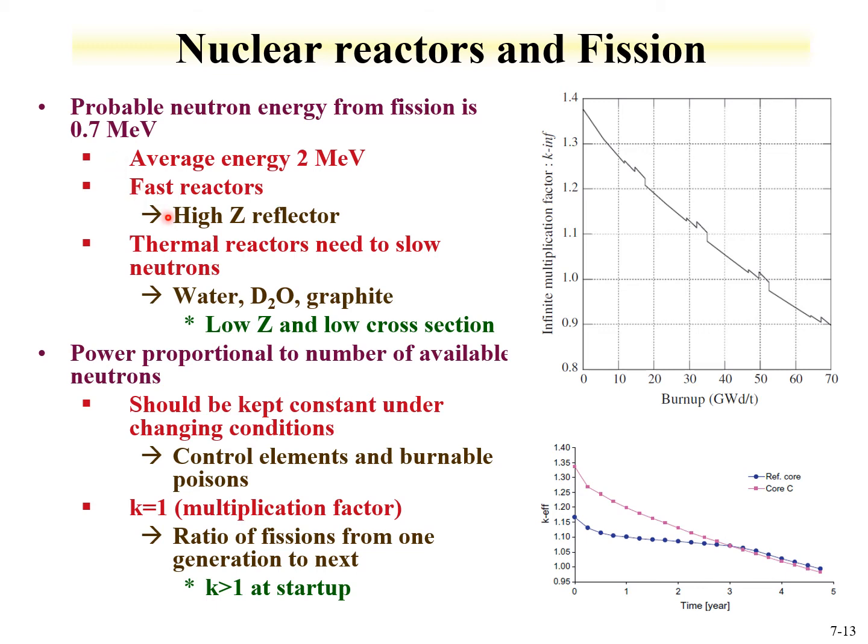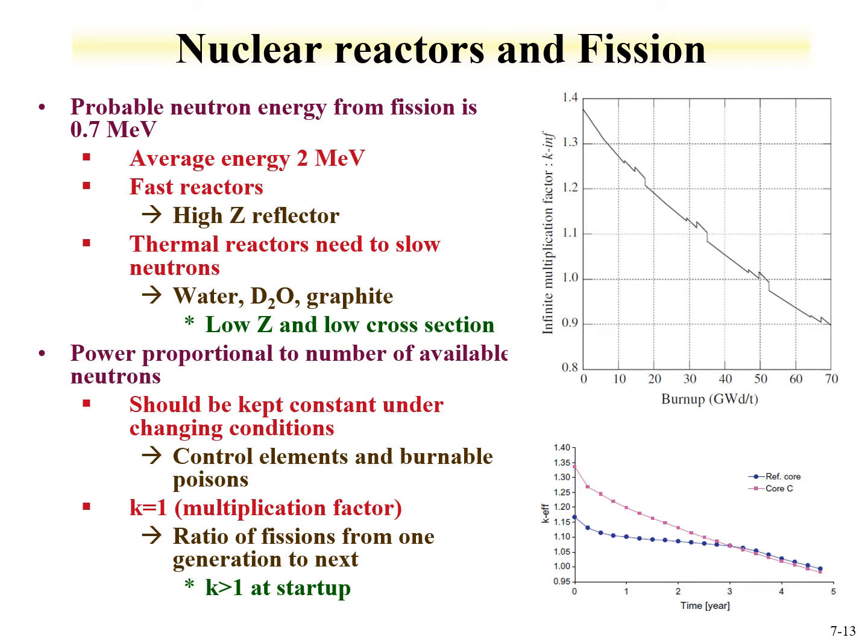That would mean high Z reflector and coolant, which is not high Z. So they often use sodium as a coolant, or even lead and bismuth. Thermal reactors need to slow down the neutrons, so they'll use water, for example, as a coolant. Anything with a lot of protons, a lot of hydrogen, graphite, carbon, can be used to slow down neutrons.